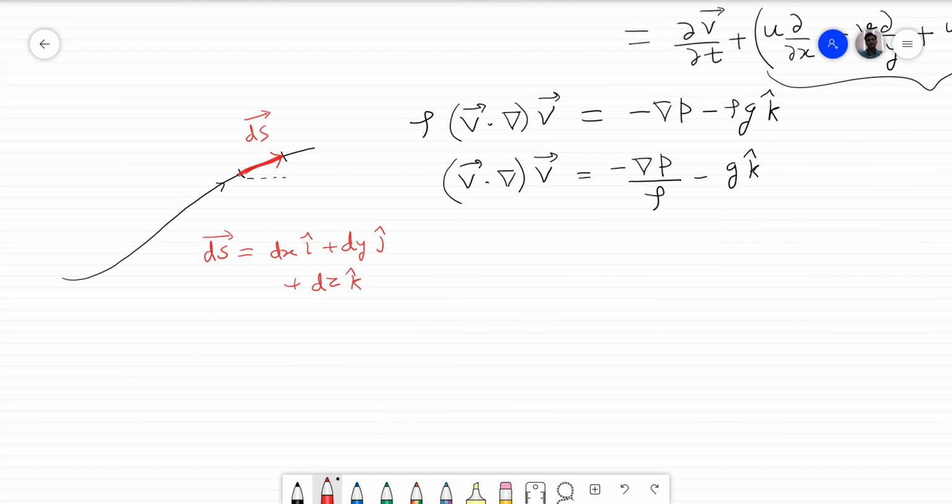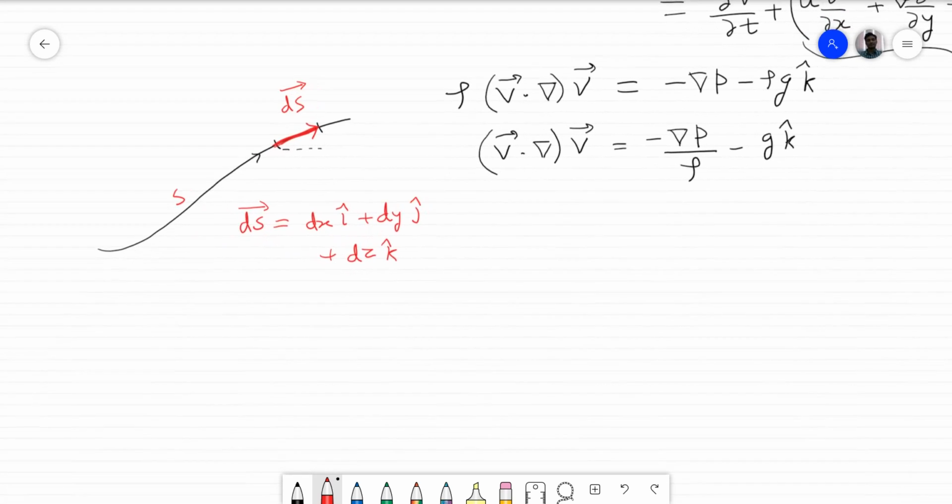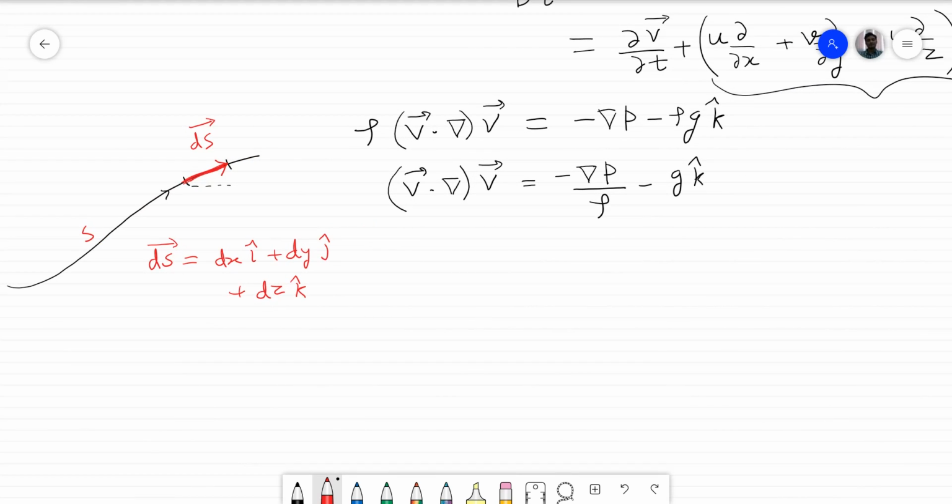Alright, this is along this streamline S. If you call this streamline S, although it is not a vector, at every point it has a different direction. So this is just a naming convention that we are using. This is S, and ds is a vector. At that instant, whatever is the direction of velocity, that is the direction of ds. Okay, now what we'll do is, we will take a dot product with ds of this equation on both the sides.